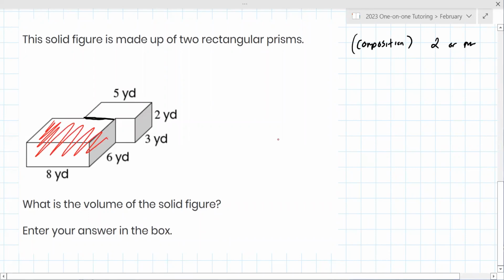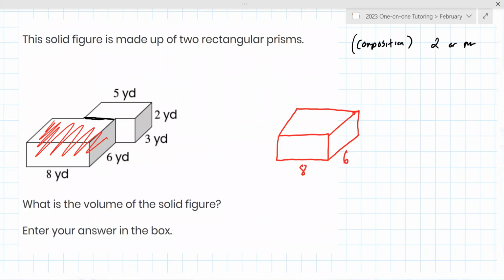So it's got a front face. It's got a side face. And then it's got a top here. So this is 8. This is 6. Can you tell me the height of this from the figure? From over here, can you tell me what the height is? Is it 2? It's 2.